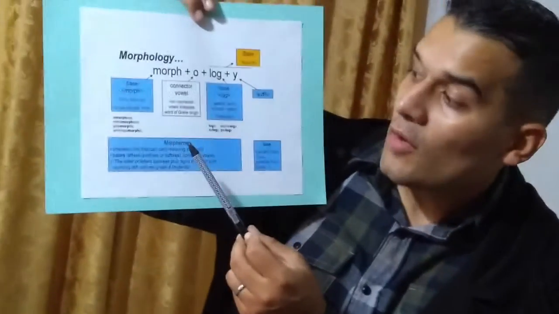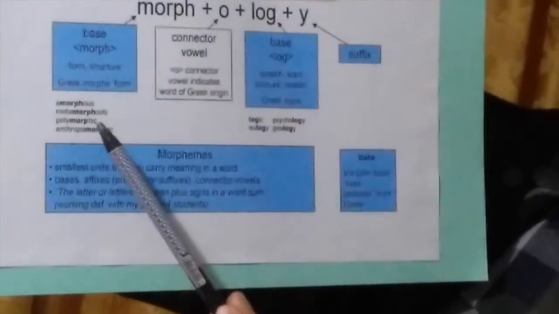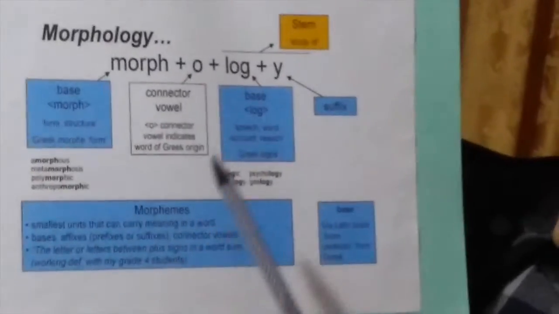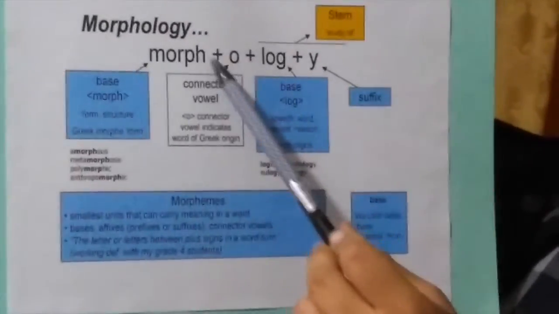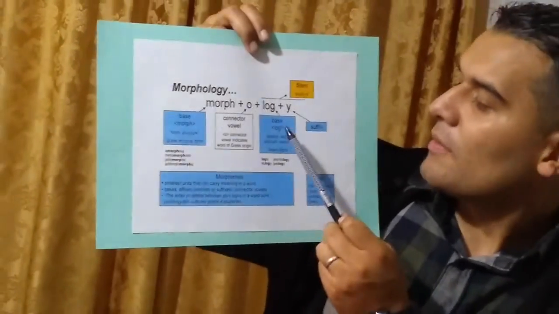The word morphology is compounded by the base morph, meaning form or structure, from the Greek morphe, like amorphous, metamorphosis, polymorphic, anthropomorphic. In the second part, the connector vowel O indicates a word of Greek origin. The last base, log, means speech, word, or reason, from Greek logos, like logic, psychology, eulogy, geology. And the last one is the y suffix.